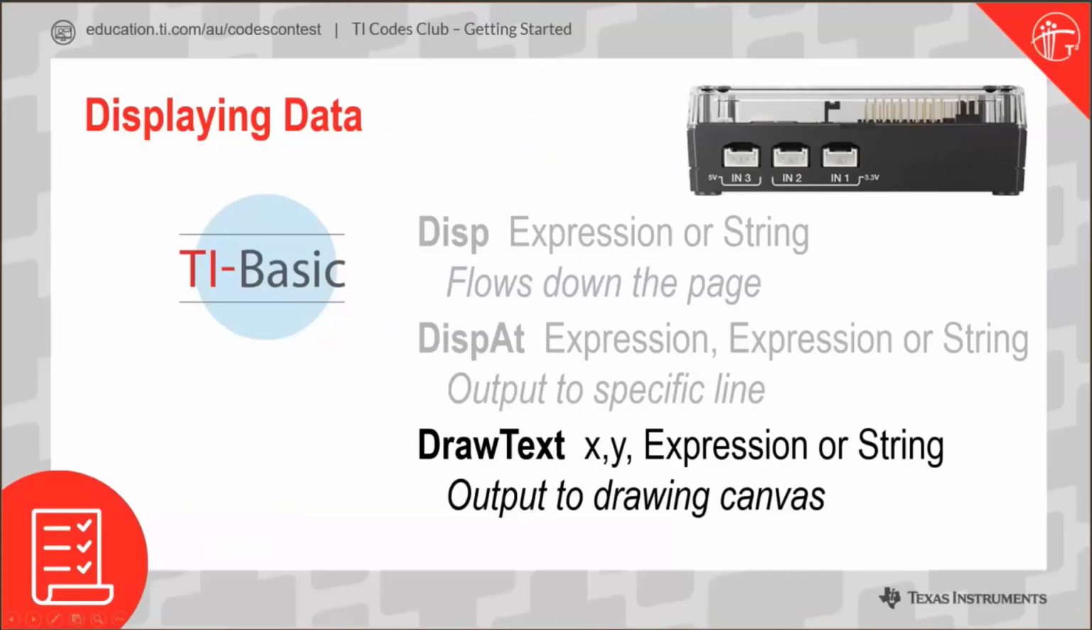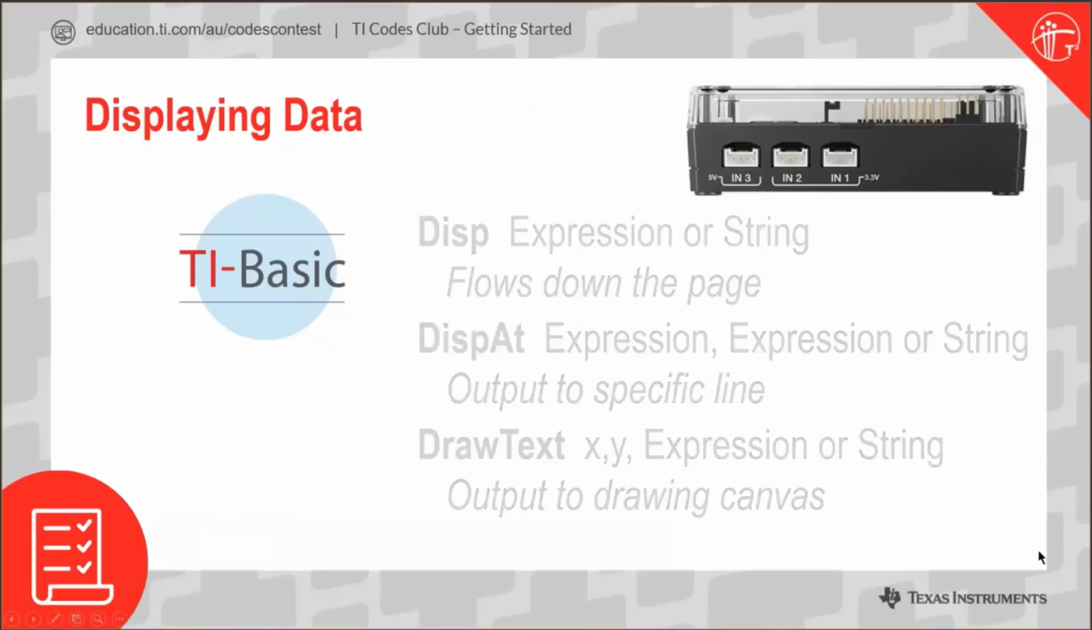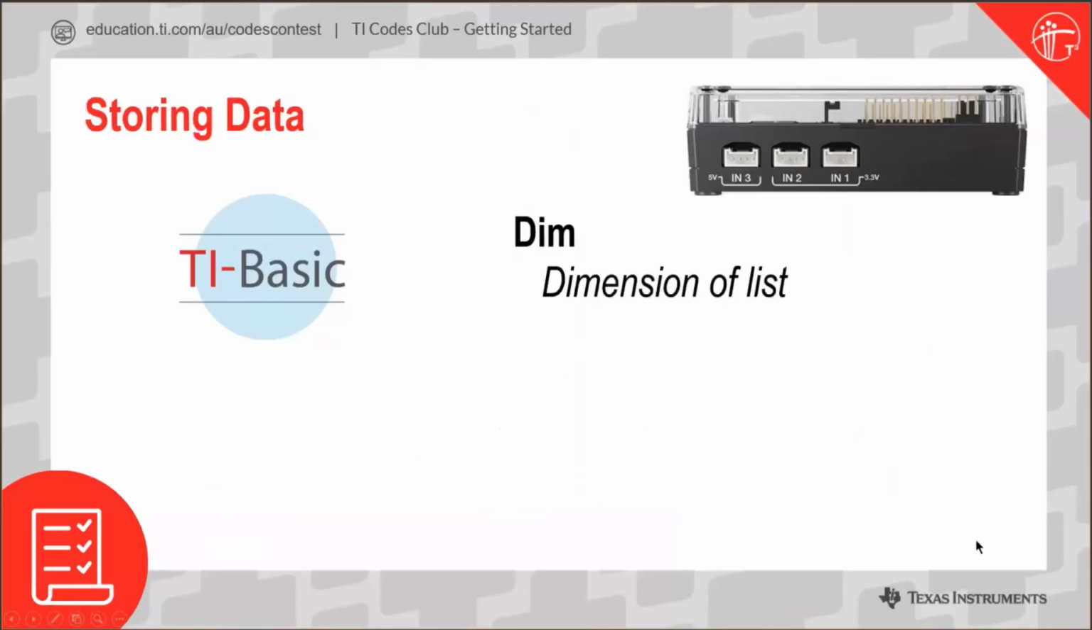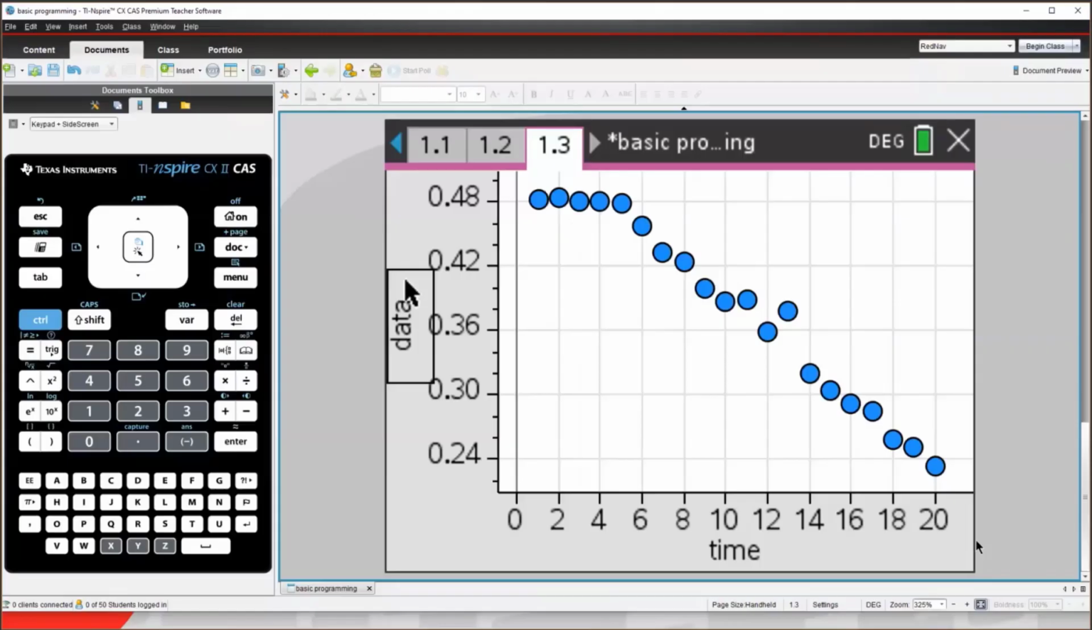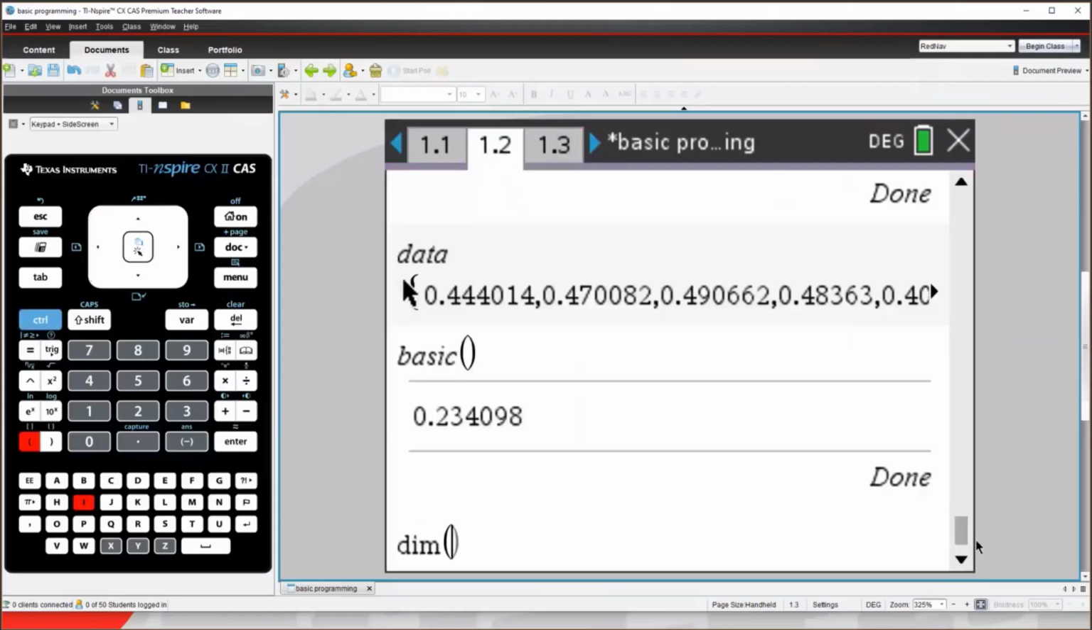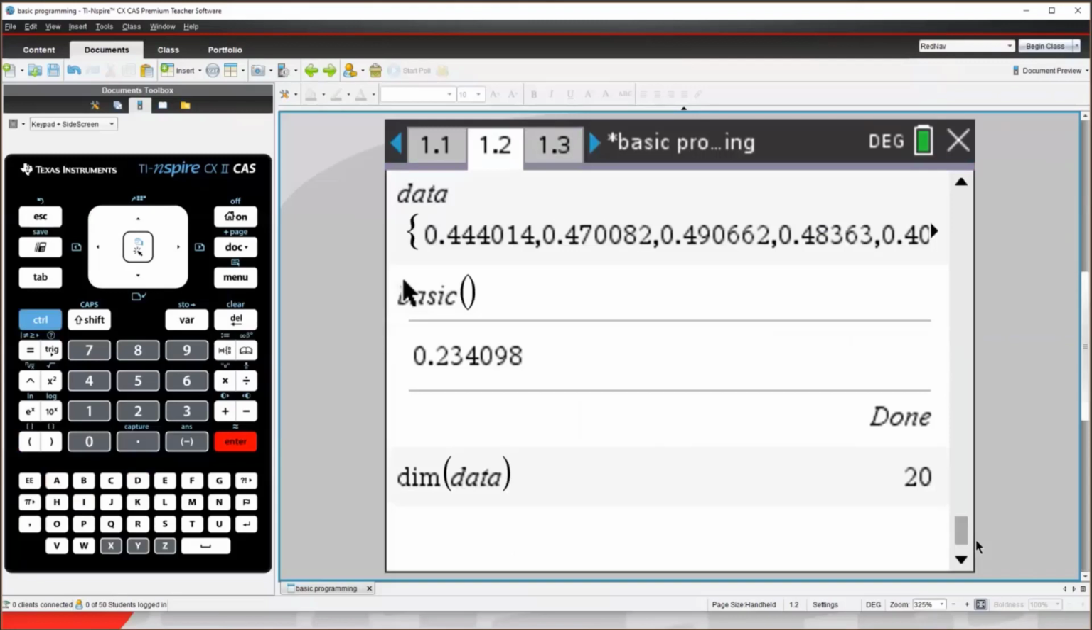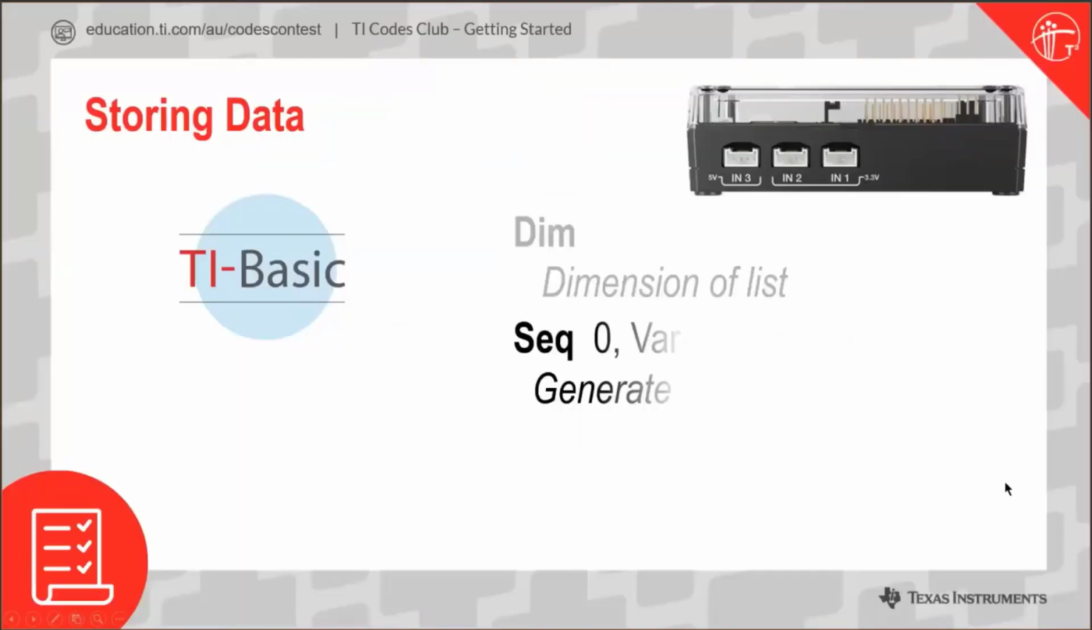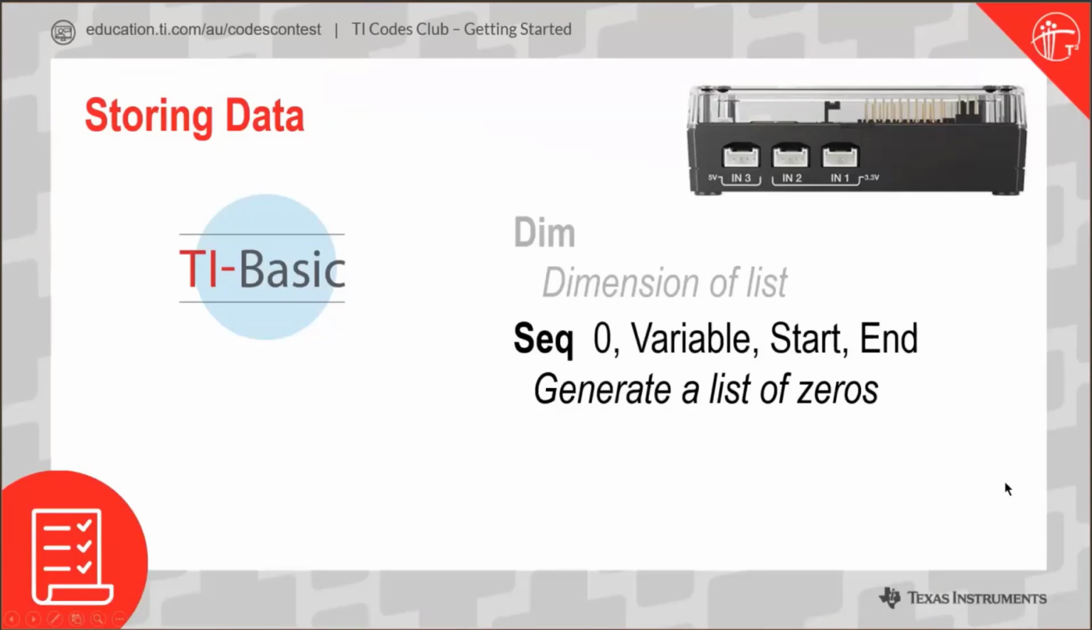So some commands you'll find useful for that. You'll see dim, that will give you the size of a list. So if I go back here and now I type in dim data, it tells me there's 20 elements, which means you can then add to it. You can increase the length of the list by 1 by increasing its dimension. So there's a nice tool. The sequence command, which I just used, I put in a 0, X was my variable, a start and end, so that generated a list of zeros for me.